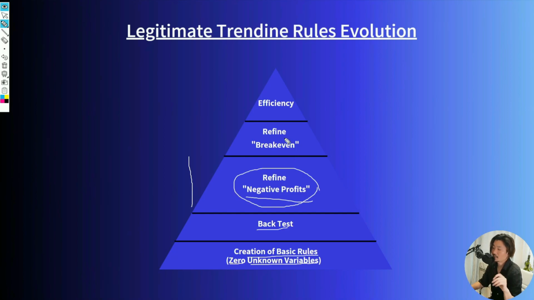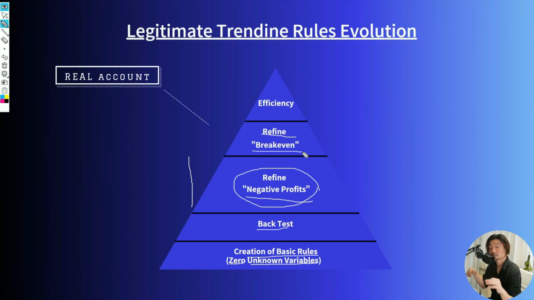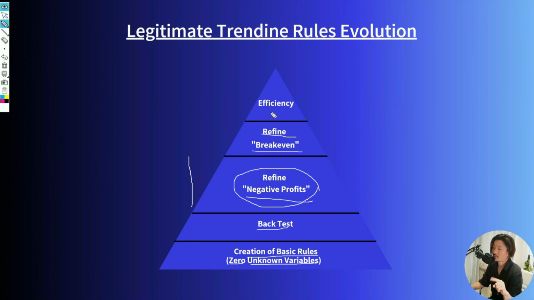Okay. And then we reach the refinement phase of break even, in which your trendline strategy, which is a part of your overall strategy, begins to make break-even profits. Okay, and at this point, you do want to use a real account because again, there's some things that you can only learn with real-time trading and, moreover, with real money. All right. And then we finally reach the efficiency phase where we start to have consistent profits over the long term.